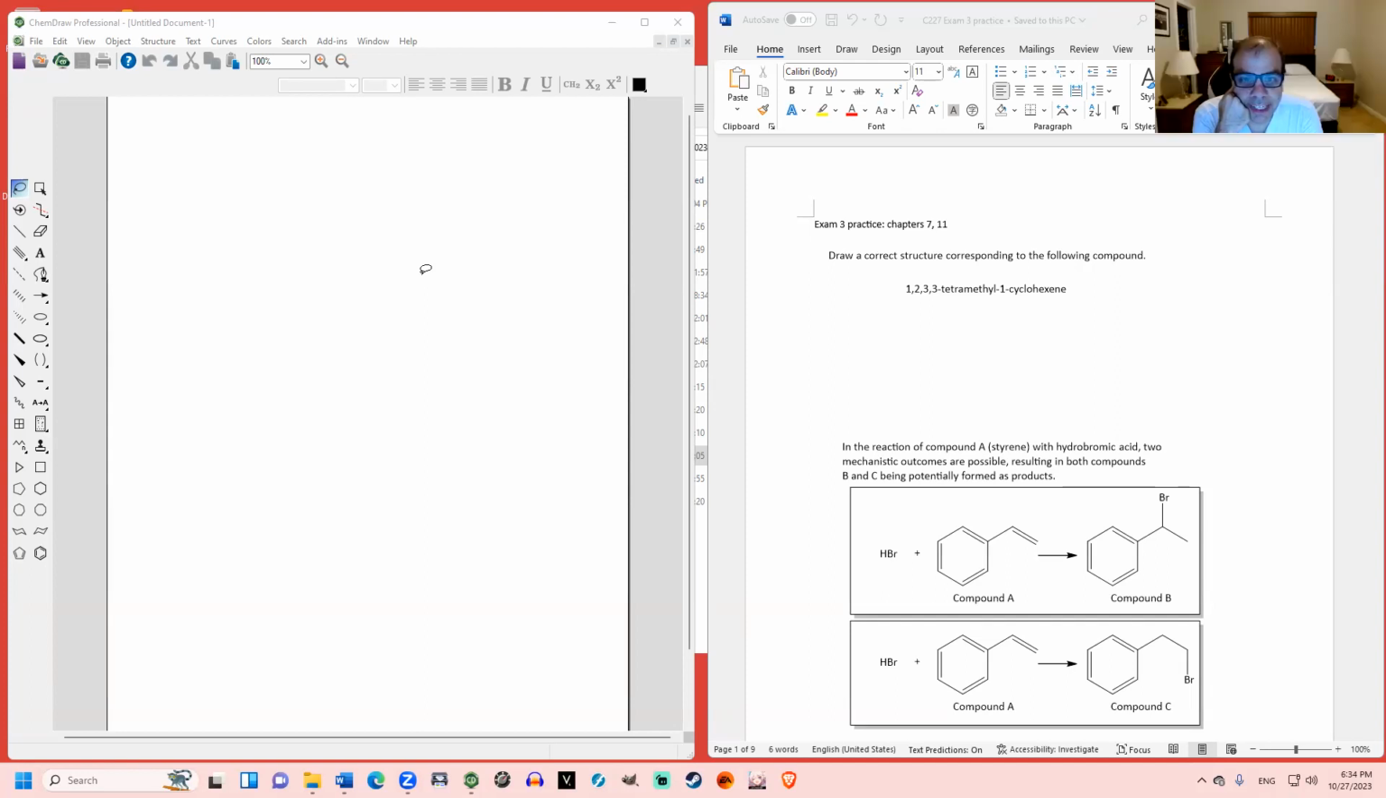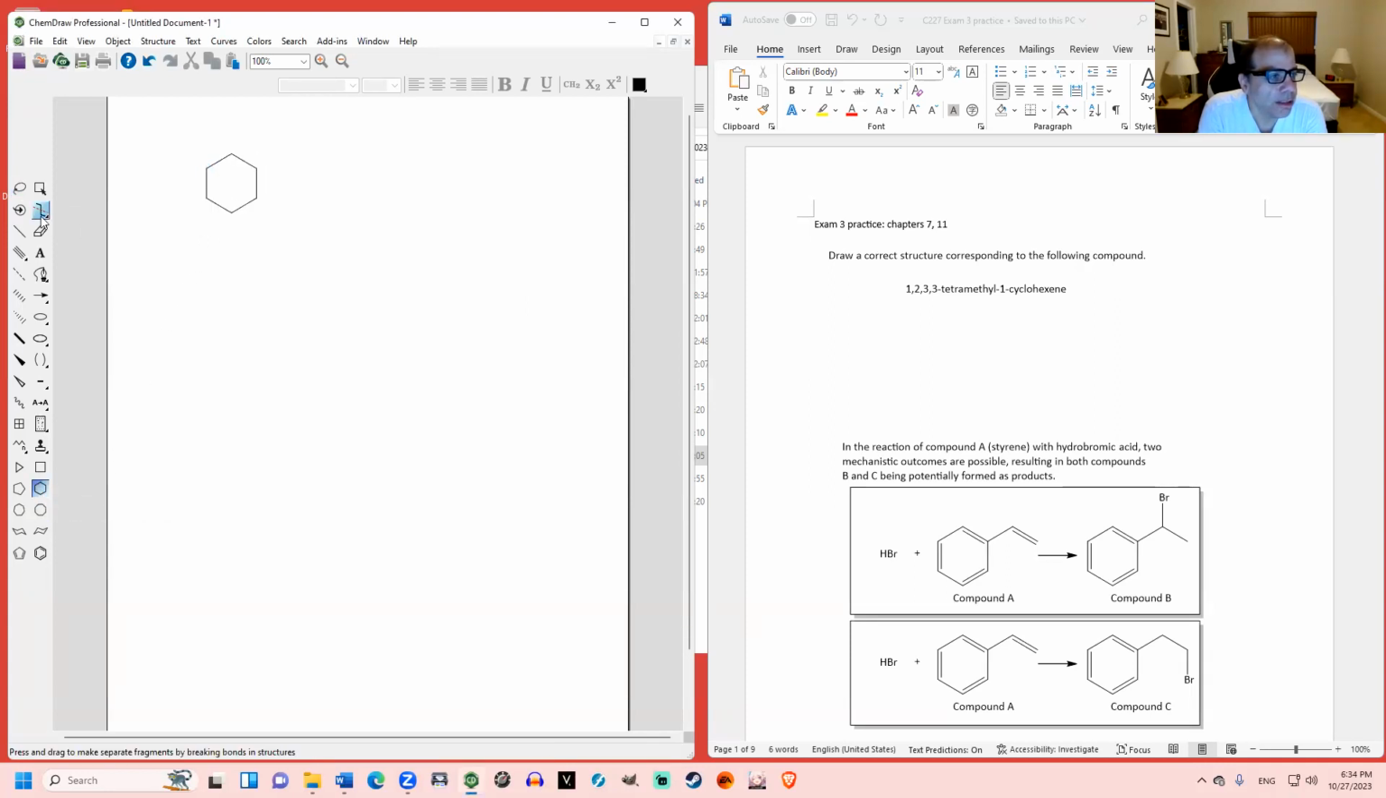All right, well then I guess we'll go with my original plan to go over the practice questions. So the first one says, draw a correct structure corresponding to the following compound: 1,2,3,3 tetramethyl 1-cyclohexene.